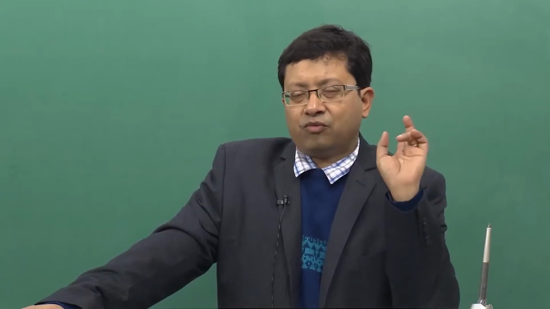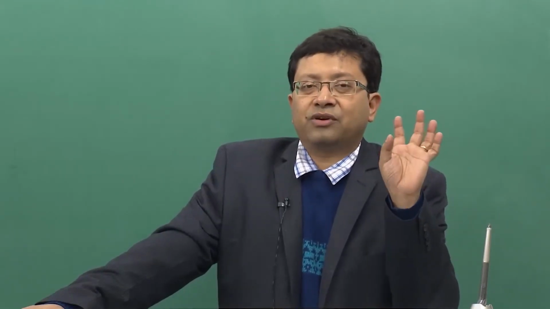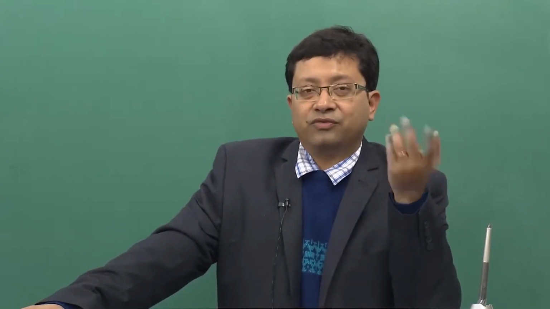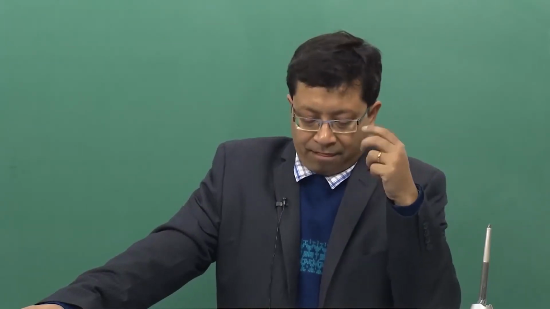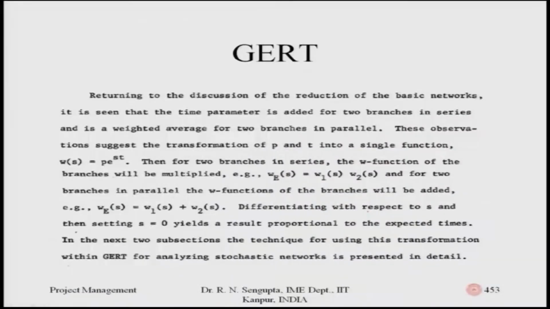If you remember, in one of the slides, initially when we started the GERT process, we said that we are interested in finding the moment generating function, because that would give you the actual characteristics of the probability and the time. So, we will take a single function which we will call the W function here.